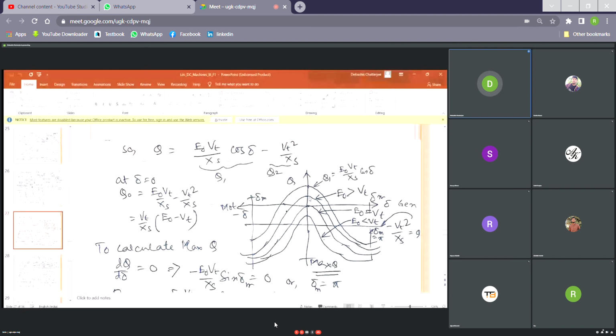So here in that way you get the maximum power, yes, and then maximum power you can put as VT by XS into E0 plus VT, right, same as that for generator. Motor and generator maximum values are same, minus VT by XS into E0 plus VT. But one angle is plus pi, another angle is minus pi. Okay. So same way, you can do it for Ra not equal to 0, and you can get the similar plot. Okay. So up to this, I finish today, right?